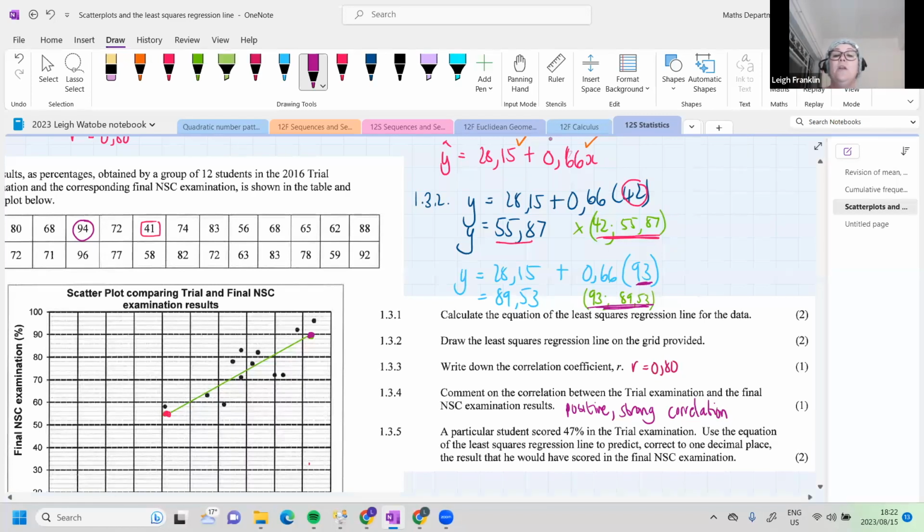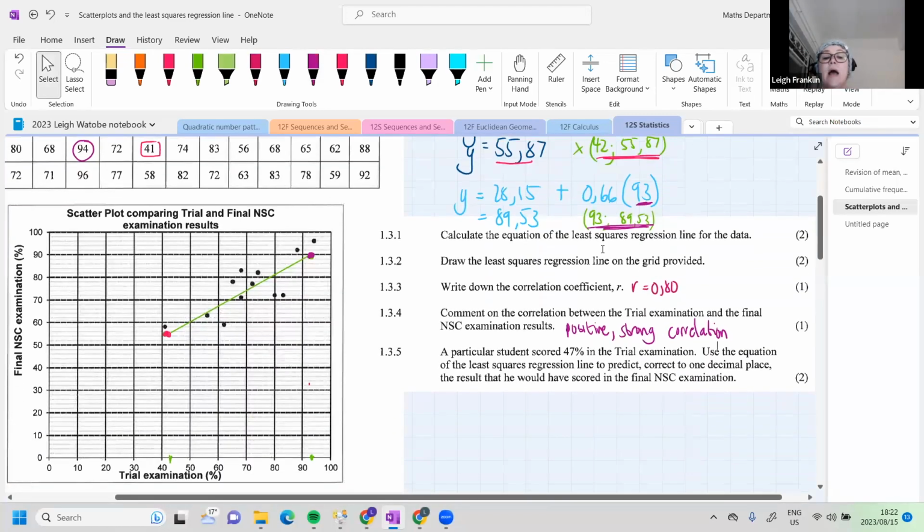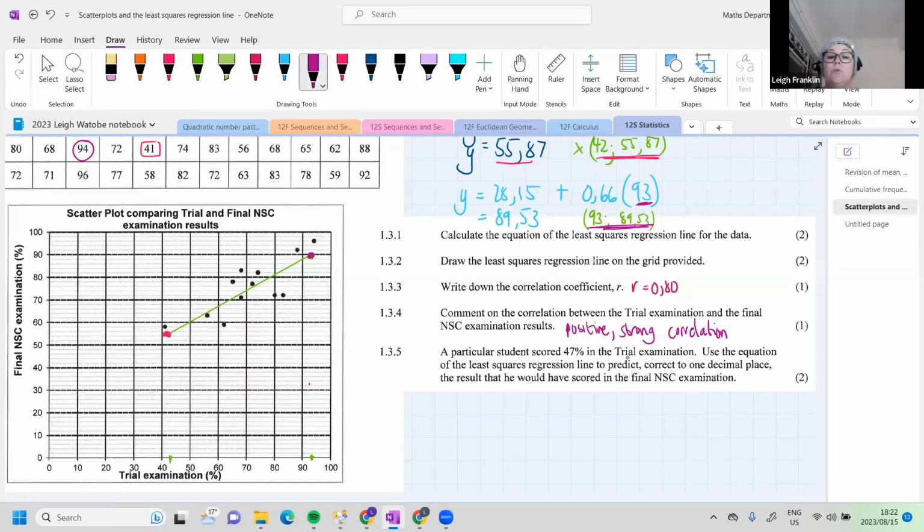Okay, and then the last question here, Matrix. A particular student scored 47 in trials. Use the equation of the least squares regression line to predict what this person will score in the final NSC exam. That's easy for us now. So we would just sub into y equals 28,15 plus 0.66 times, in this case, 47.